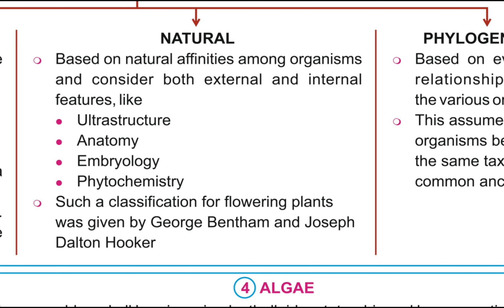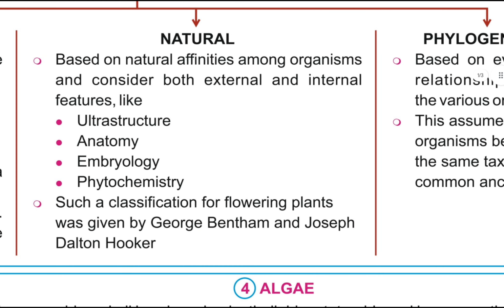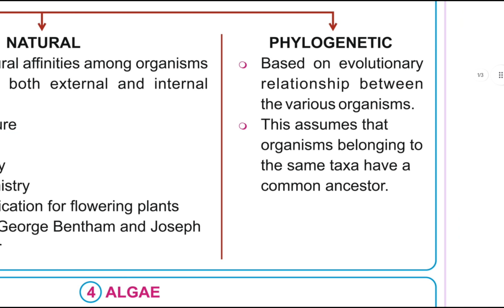Natural: based on natural affinities among organisms and considers both external and internal features like ultrastructure, anatomy, embryology, phytochemistry. Such a classification for flowering plants was given by George Bentham and Joseph Dalton Hooker. Phylogenetic: based on evolutionary relation between the various organisms. This assumes that organisms belonging to the same taxa have a common ancestor.